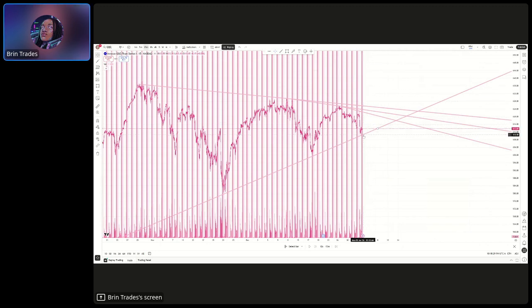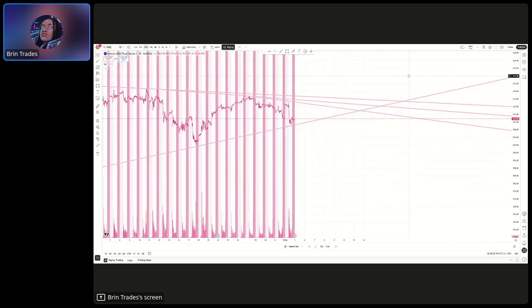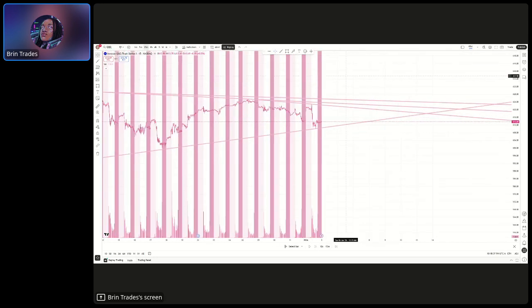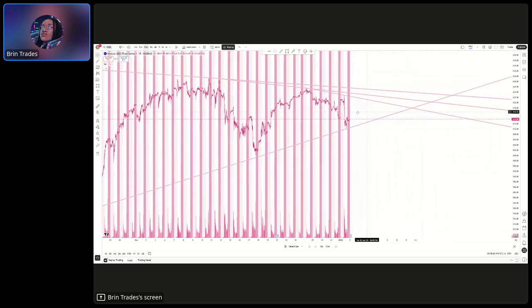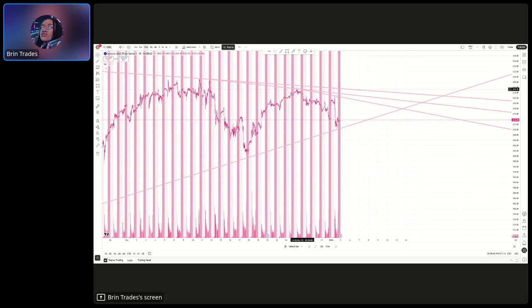So I would look for puts below the 610 area and not necessarily look for calls anymore because there isn't really any trend lines to show that price is going in an uptrend. Price is still going in a downtrend. There is still a break of structure here. There's still a lower low here. Yeah, there's still a lower low over in this zone and a lower low in this zone.